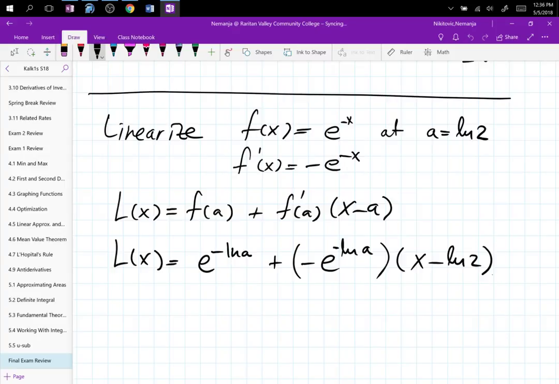Now, the negative over here, sorry, not ln a, ln 2. What am I talking about? A is ln 2. Much better.